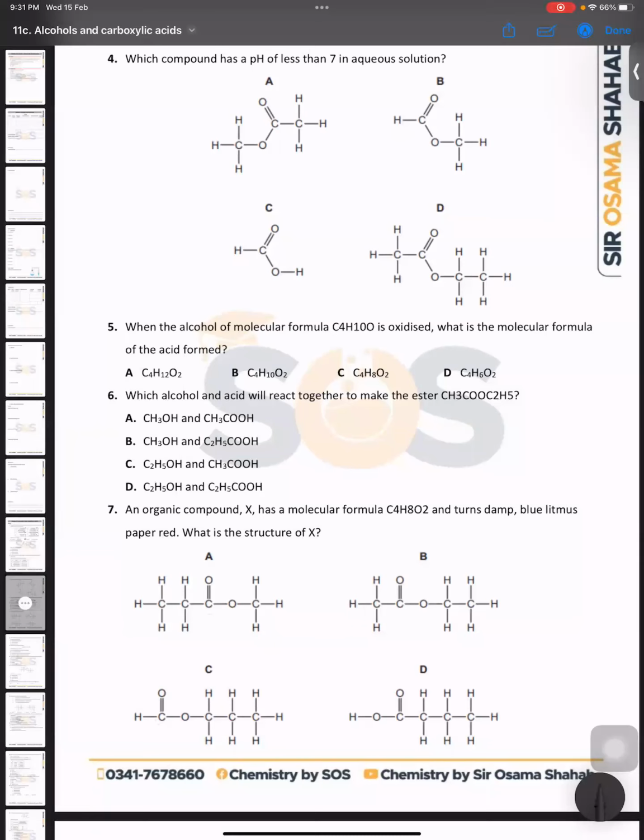When the alcohol of molecular formula C4H10O oxidizes, what is the molecular formula of the acid formed? That's quite simple. You need to know this, but if you are oxidizing an alcohol with 4 carbons, the carboxylic acid formed would have 4 carbons, right? So all of them have 4 carbons, but we know that the general formula of carboxylic acid is CnH2nO2. So it means C4H8O2. So the right answer will be C. Right, children?